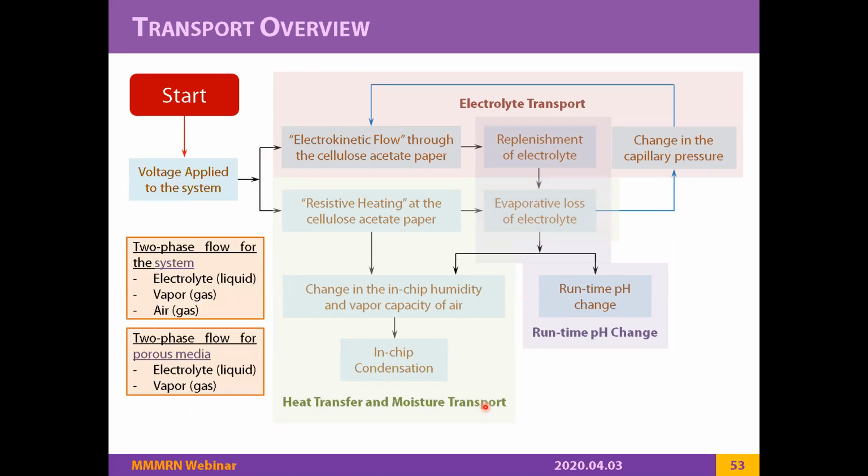And from a computational point of view, it's even harder, because if you just look at the separation media, you have a two-phase electrolyte and vapor, because the electrolyte is evaporating. And if you're looking at the whole system, when you include the cartridge, the empty space inside it, you also deal with the air that's present there. So you have a mixture of gases and two-phase flow, and the system becomes really complicated.